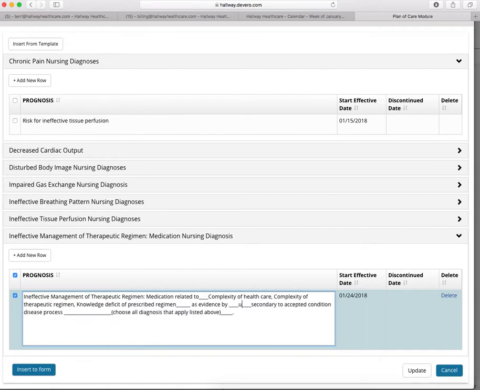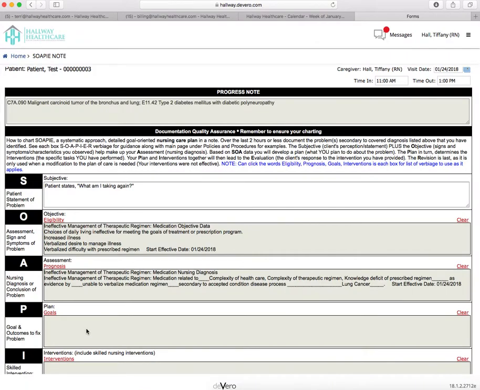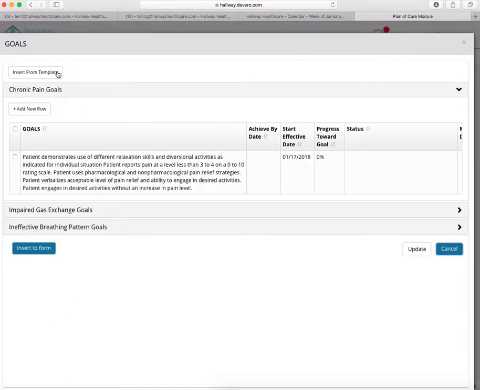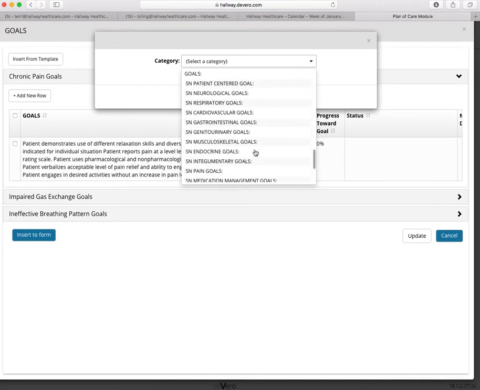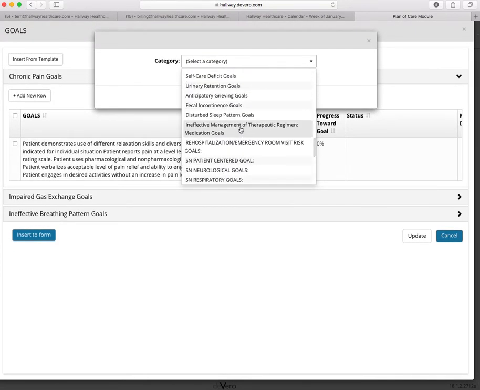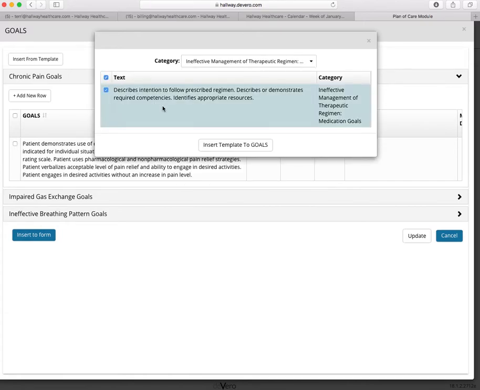Okay, as evidenced by unable to verbalize medication regimen. Okay, secondary to accepted condition. So which condition are we talking about? Lung cancer. Okay, now insert to form. All right, so what's my goals for him? So again, let me go to the nursing diagnosis and effective management of medication. Select my goal.